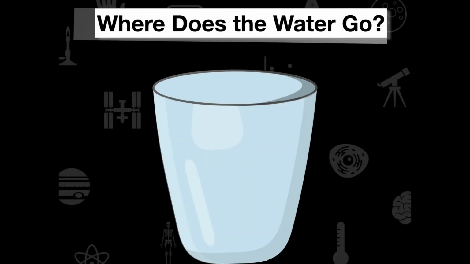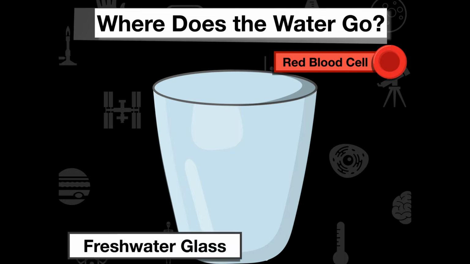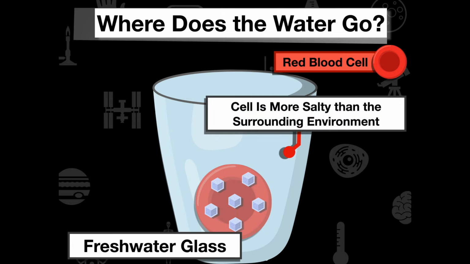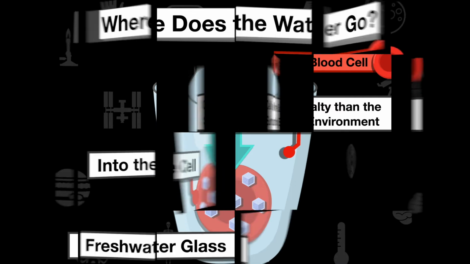Now, the question we have to think about when we talk about cells in solution, this is what we mean by tonicity. What is going to happen when I have a fresh glass of water and I stick a salty cell in that fresh glass of water? Where does the water go? Well, there's lots of salt inside the cell, and a freshwater glass has very limited amounts of salt in it. So the cell is more salty than the surrounding environment, and the water is therefore going to move into the cell because there's more salt in the cell.